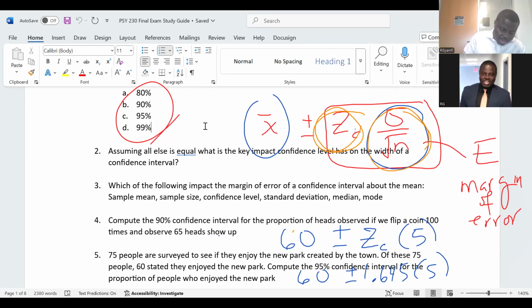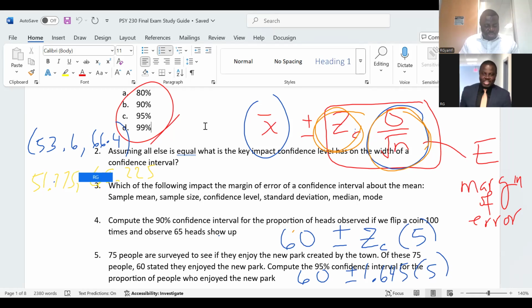I'm going to rewrite this. So I had, for 80%, 53.6 and then 66.4. Now, for my 90%, I have 8.225. If I add 8.225 to my 60, that gives me 68.225. And what about if I subtract 8.225 from 60? That gives me 51.775. So right there, if you subtract the lower from the upper, you will see that from 80% to 90%, the width, the difference, is getting wider.